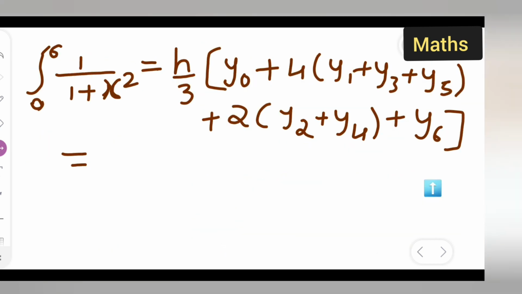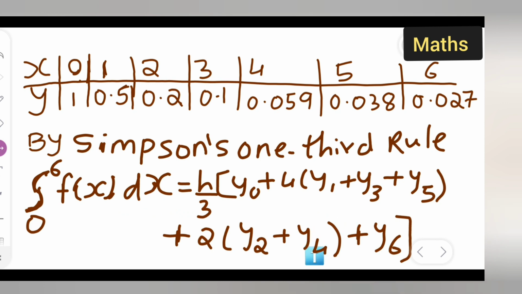So on the next page what I have done is integral from 0 to 6, your function f of x is nothing but 1 plus x square and then dx. Write this dx also. So dx is equal to, then write the rest as it is. This part is as it is.